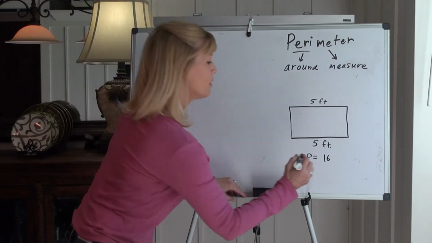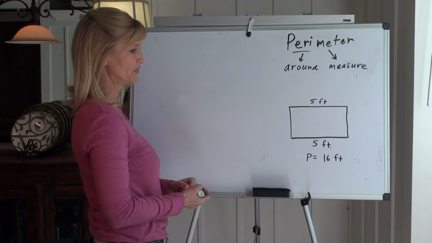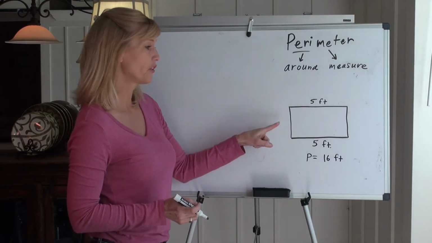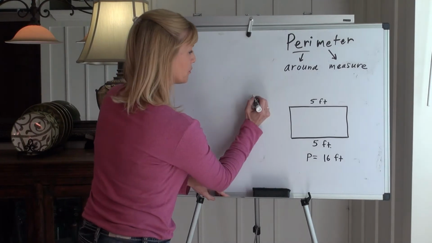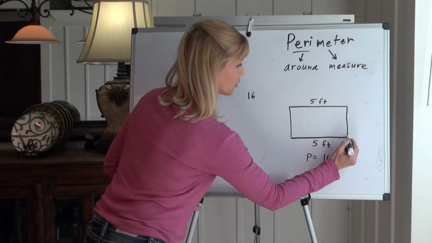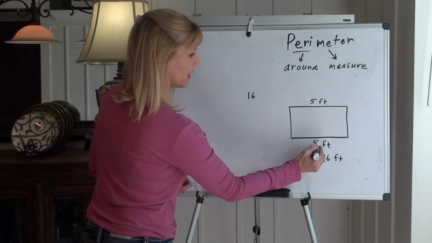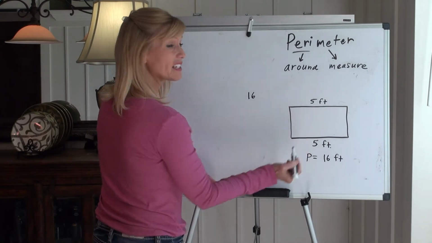If I told you that the perimeter is 16 feet, I tell you that ahead of time. That will help me figure out what these sides are. And here's why. If my total is 16, that's the total distance around this shape. Well, I've already labeled these. Remember to label everything. This is 10.